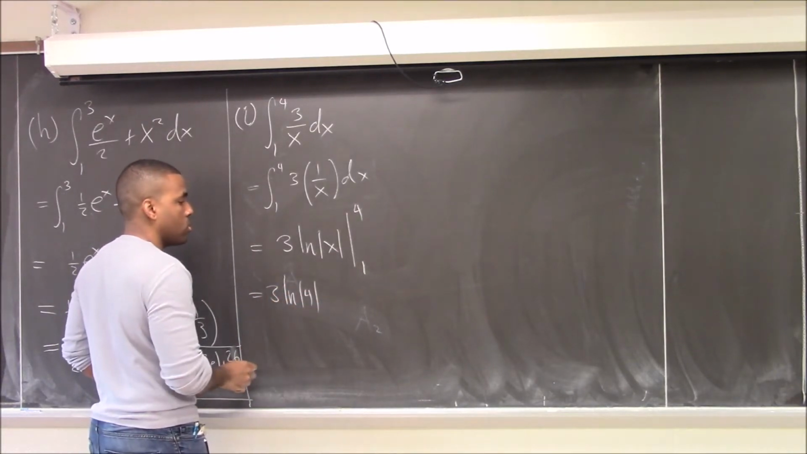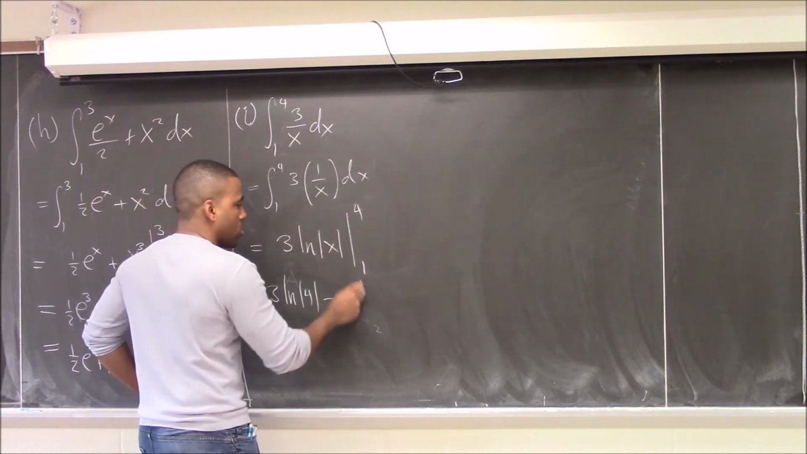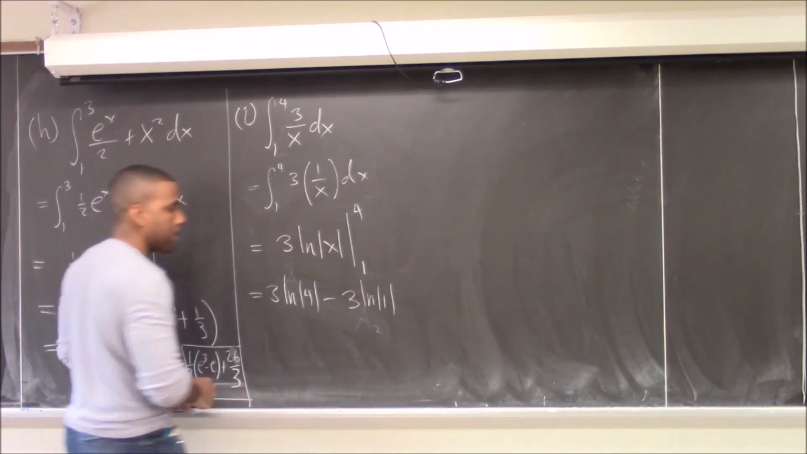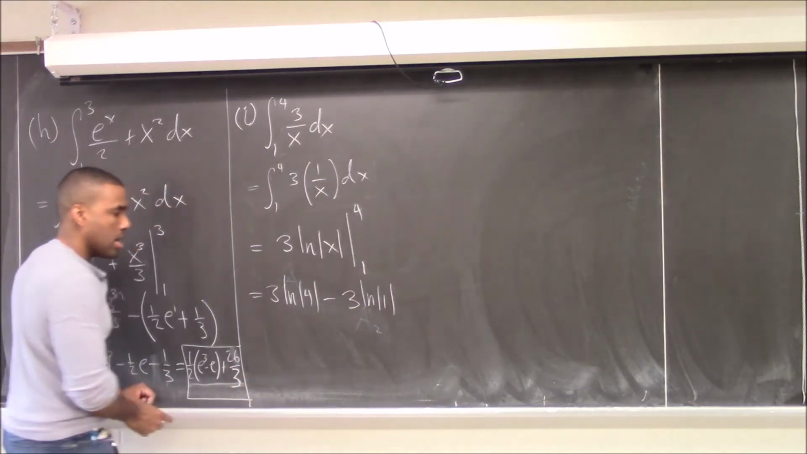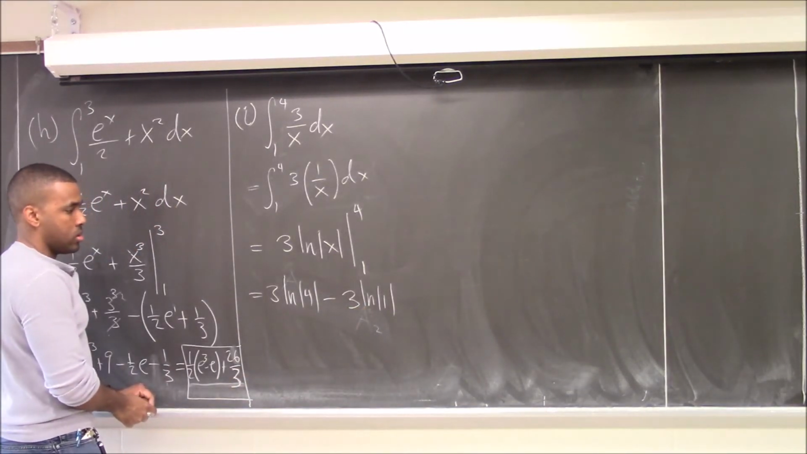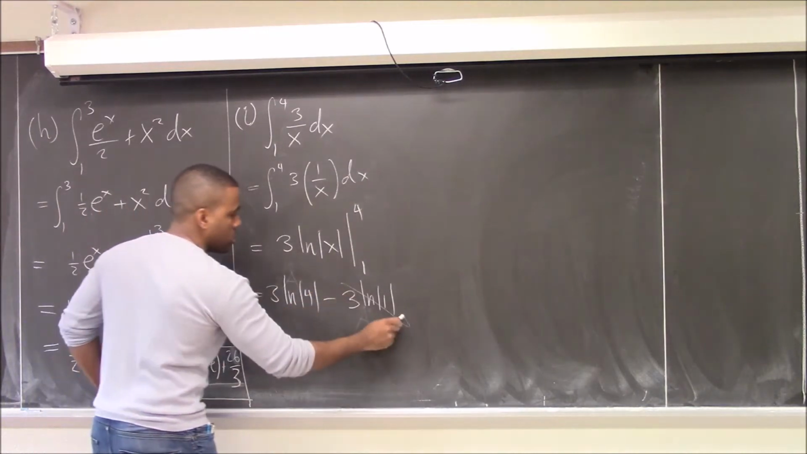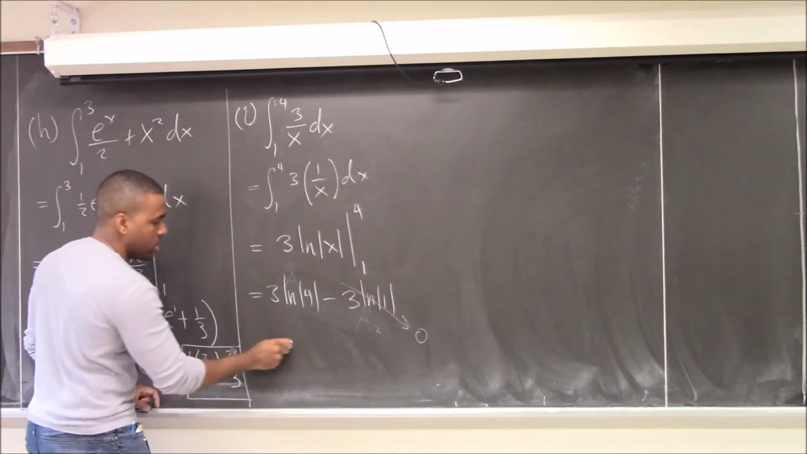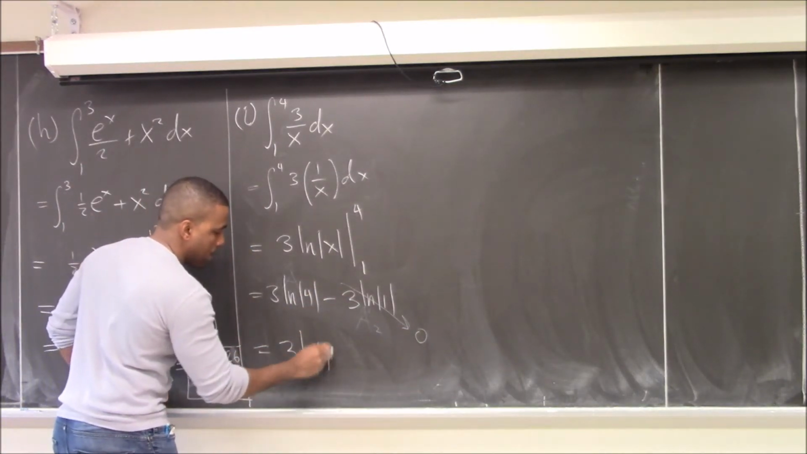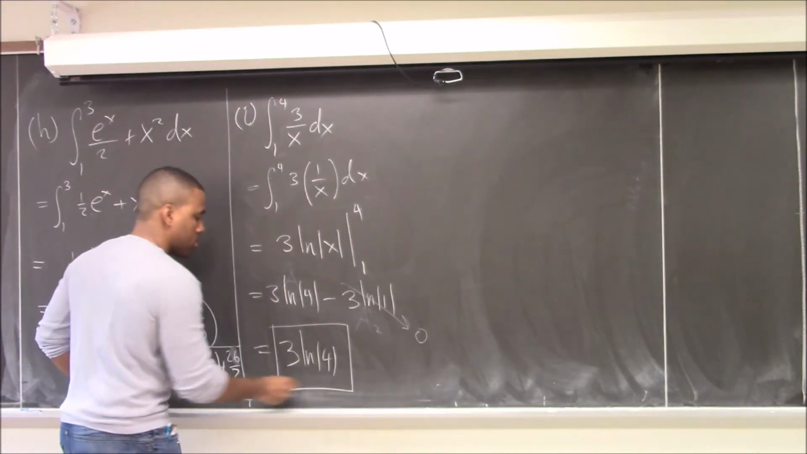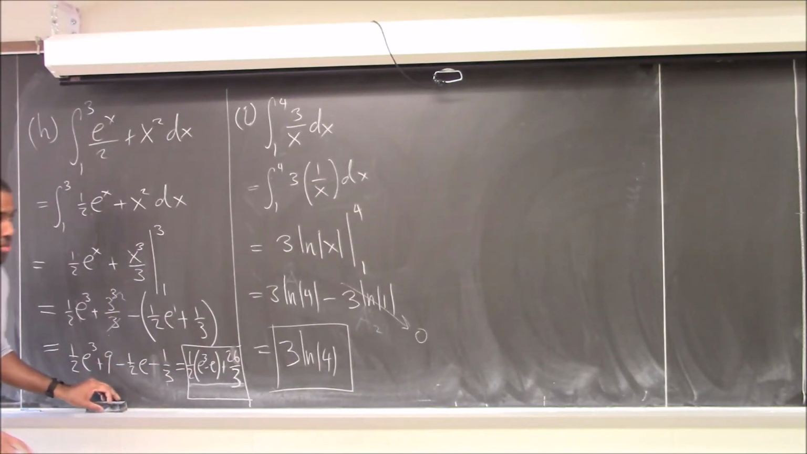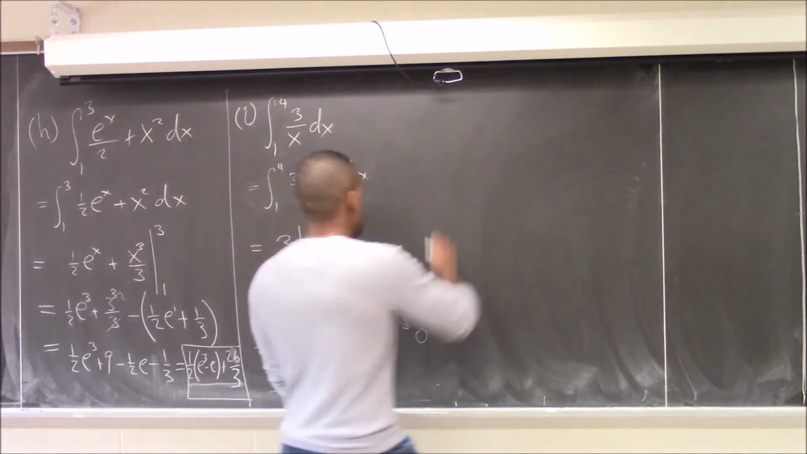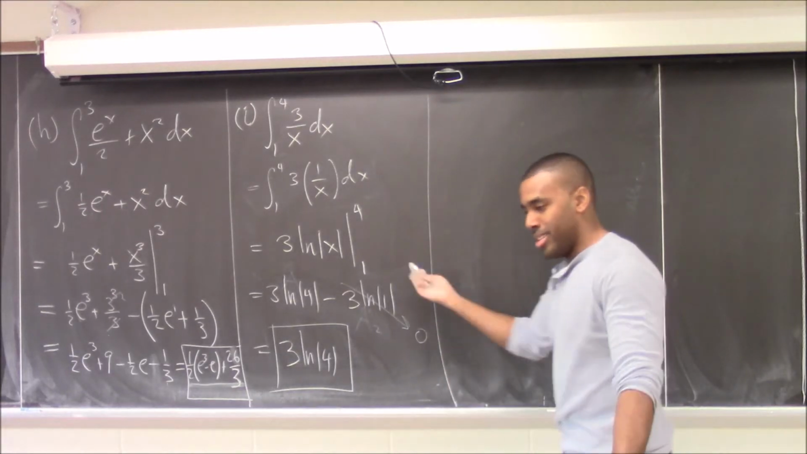So I get 3 times ln of 4 minus 3 times ln of 1. What's log of 1? 0. Log of 1 is always 0. So the answer here is 3 ln 4. Since 4 is always positive, you can remove the absolute values here, but just keep them to be safe. It's not wrong to write it. But if you don't write it when you need it, it will be wrong.